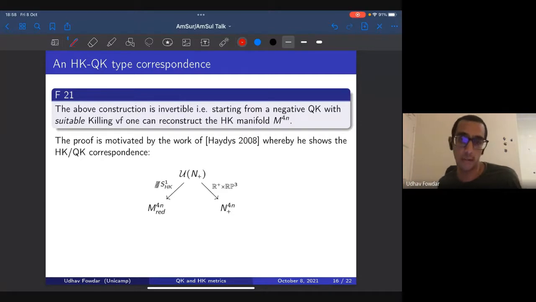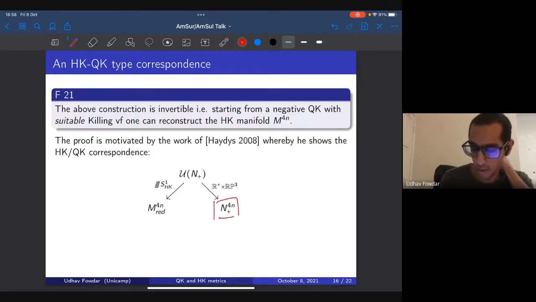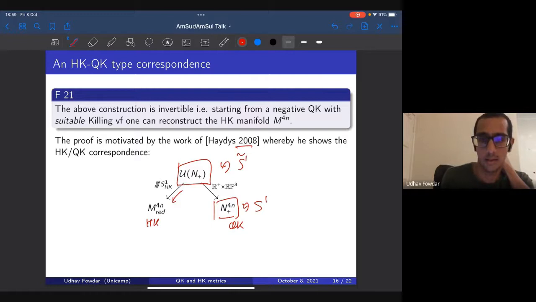The proof was really motivated by work of Haydys, whereby he shows what is known today as the hyperKähler/Quaternion-Kähler correspondence. In the Swann case, Swann shows that if you start with a Quaternion-Kähler manifold with positive scalar curvature, you can produce the Swann bundle. If you have a Killing vector field on the Quaternion-Kähler manifold, you can lift that to a triholomorphic S1 action on your total space, and you can take the hyperKähler quotient and produce a hyperKähler manifold out of that. And Haydys, in his thesis, proves that in fact you can reverse this construction.